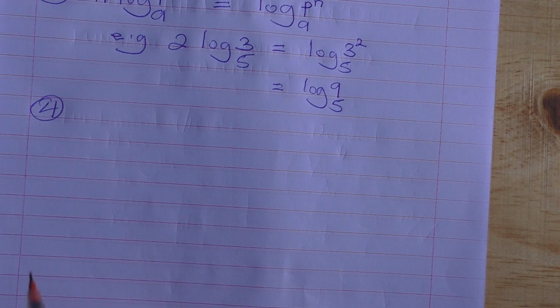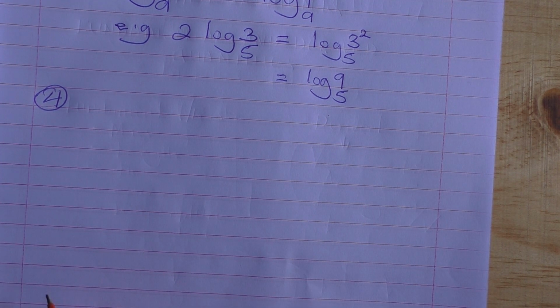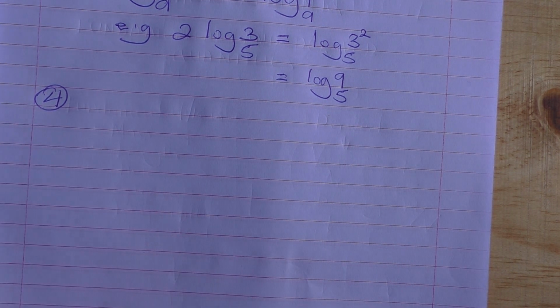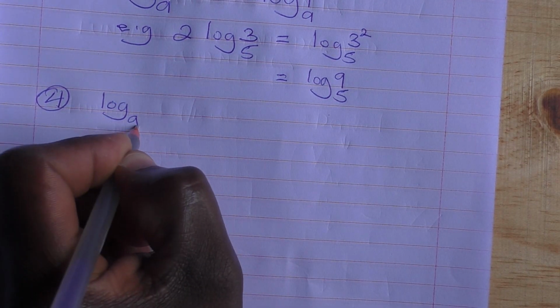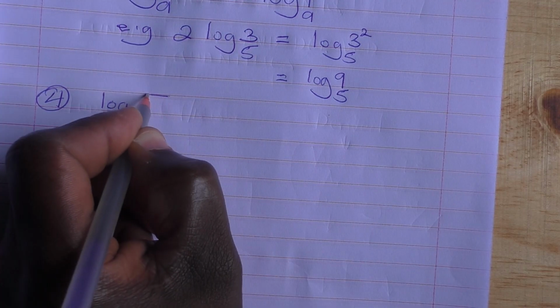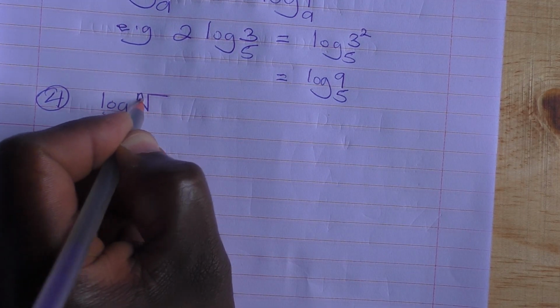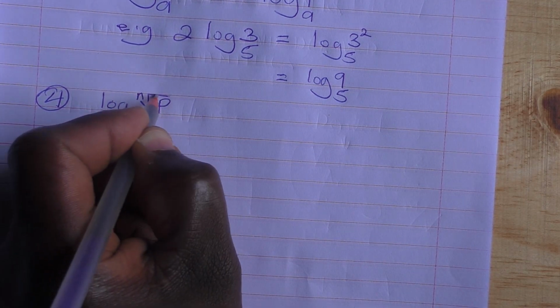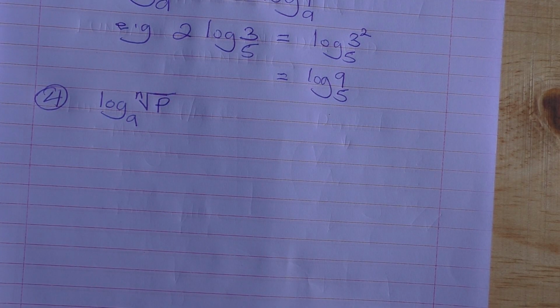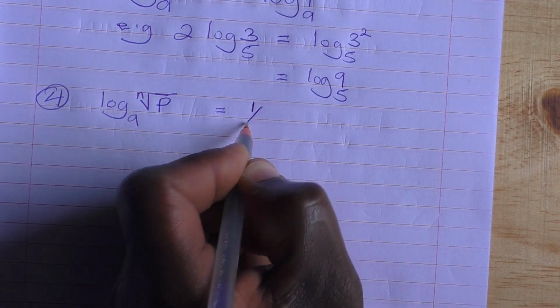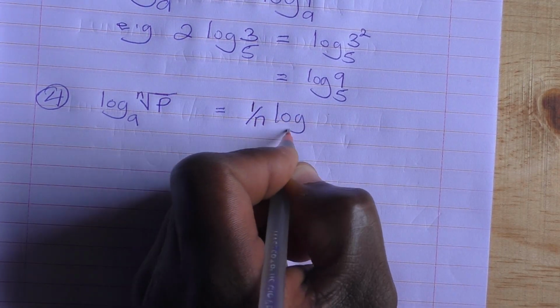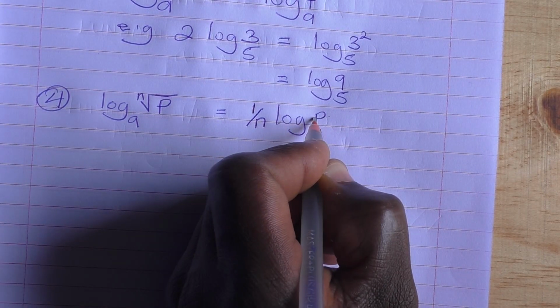Let us look at the fourth law. The fourth law states that if I have log a power the nth root of p, then this equals to 1 over n log a power p.